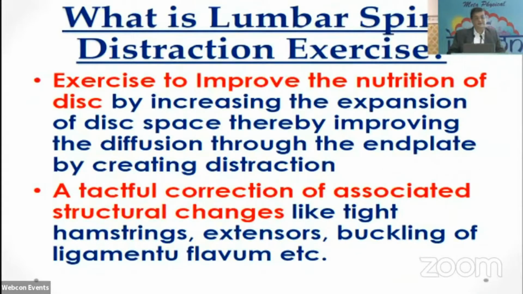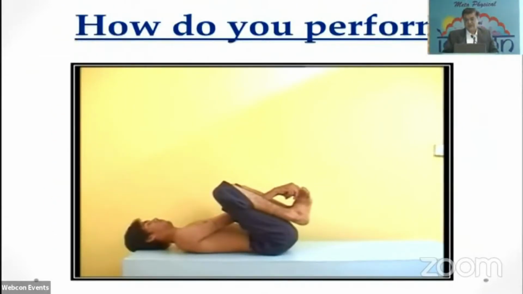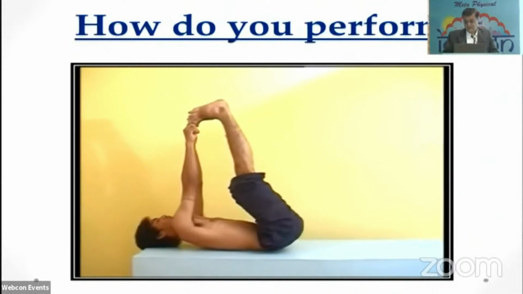So what is lumbar spine dissection exercise? It's a simple looking exercise, though it is not as simple as one might think, as you will see from the video I'm going to show you. It improves the nutrition of the disc by increasing the expansion of disc space, thereby improving the diffusion through the end plate by creating a dissection between the lumbar vertebrae. And there is also a tactful correction of associated structural changes like tight hamstrings, extensors, buckling of ligamentum flavum. We also see the contraction of the interspinous ligament. These are the structural changes we see in a degenerative lumbar spine disorder. So this is how it is being done. I'll show you a second video if this does not help you.